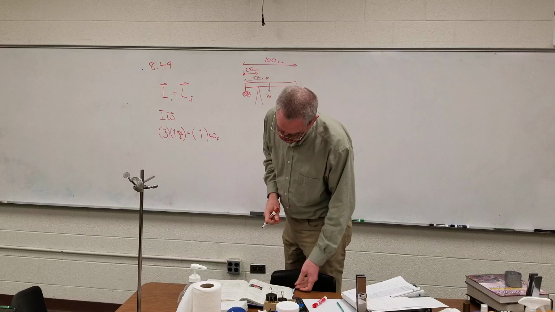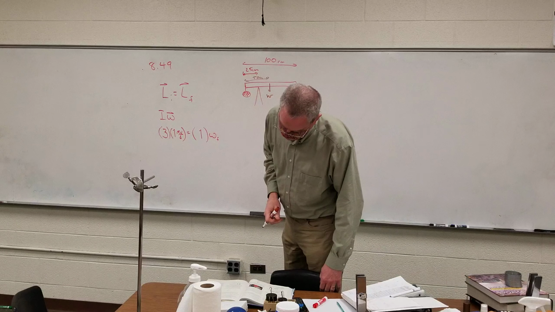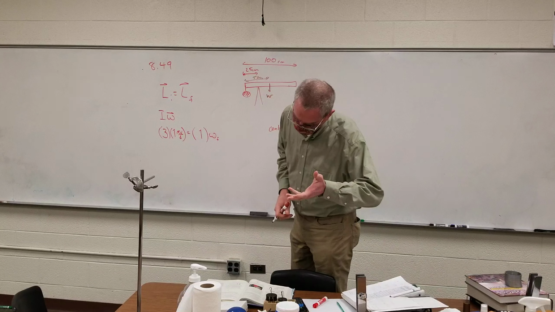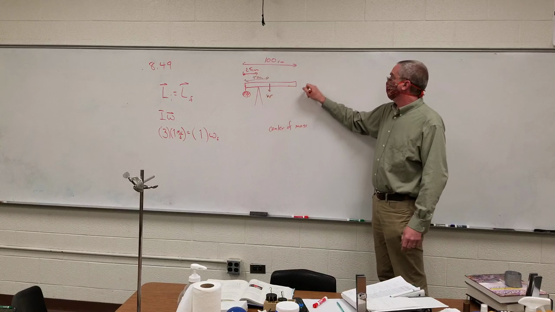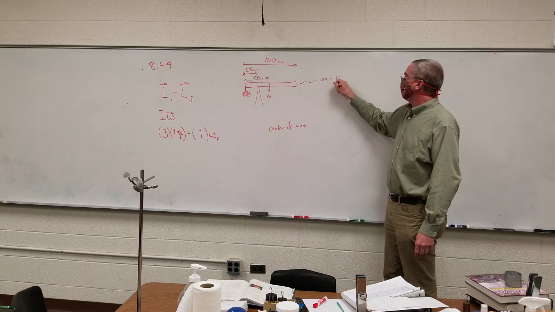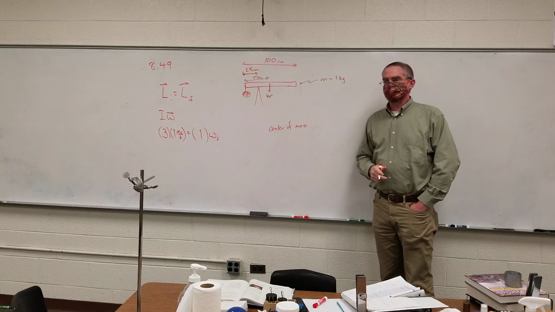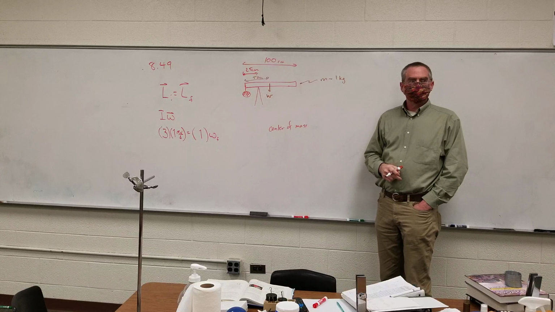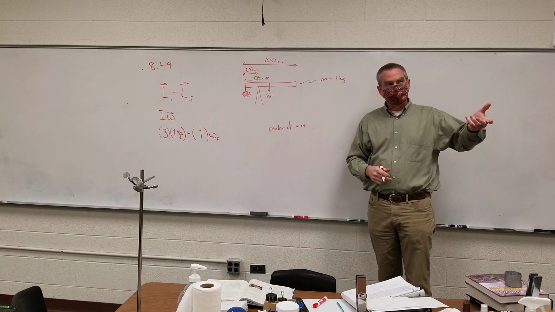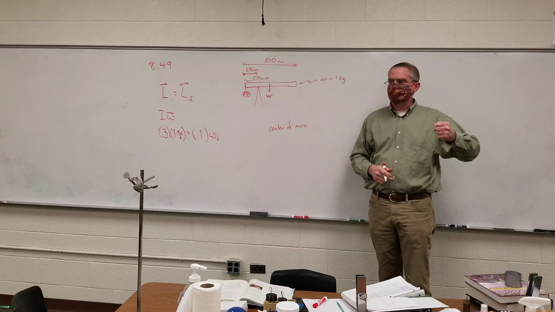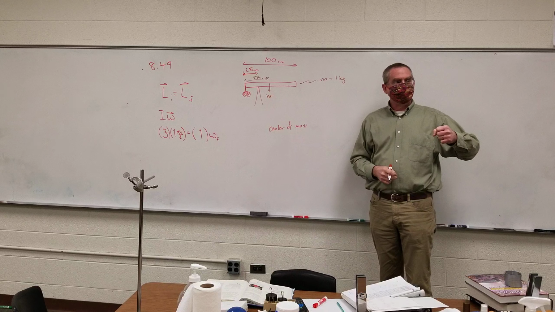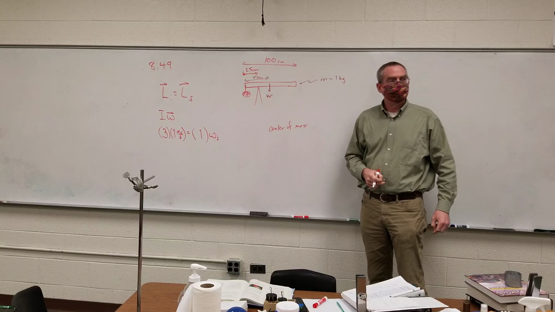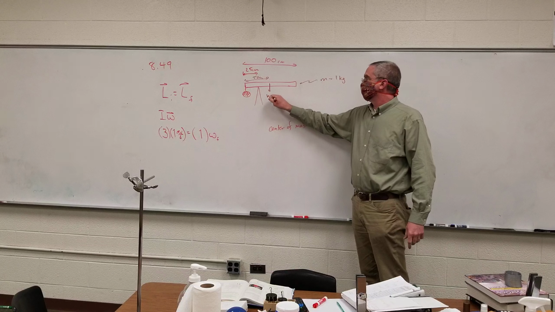Let's make sure I didn't misread something. Rock and meter stick balance, 25 centimeter mark as shown. So the rock's at the very left end. Meter stick has a mass of 1 kilogram. Okay. So the mass of the meter stick here is 1 kilogram. What is the weight? Units? Newtons. Good.